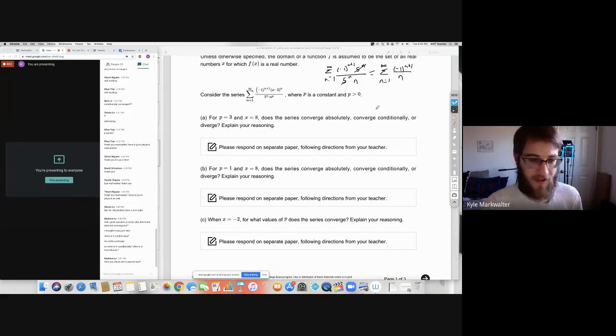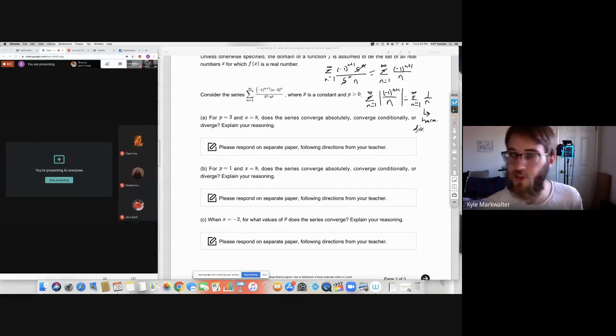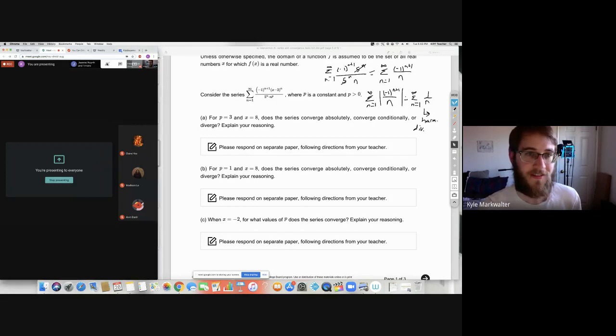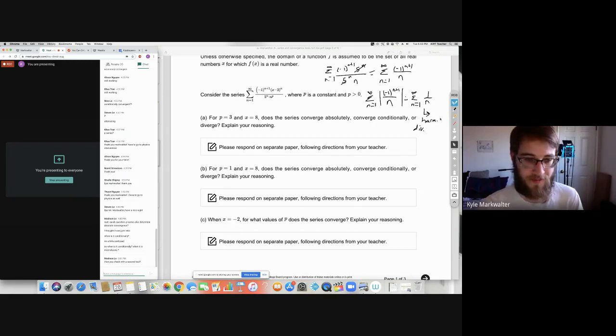If I check absolute convergence right away, I run into a problem, because checking absolute convergence, I would get rid of the negative sign. I basically find that this series is a P series with a P value of 1, which is the harmonic series. A harmonic series diverges. So our series is not absolutely convergent.